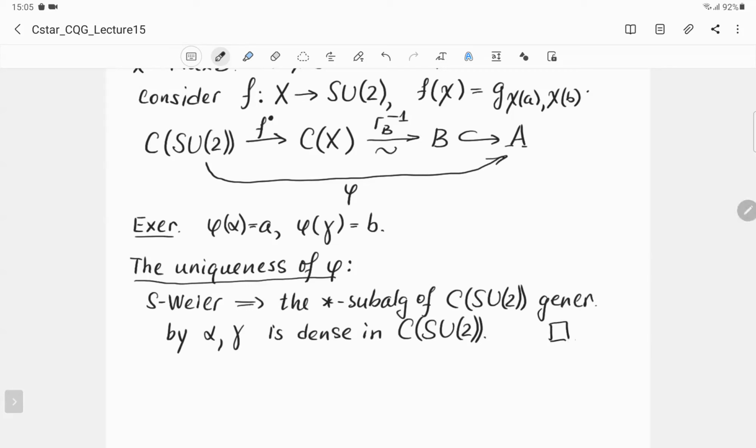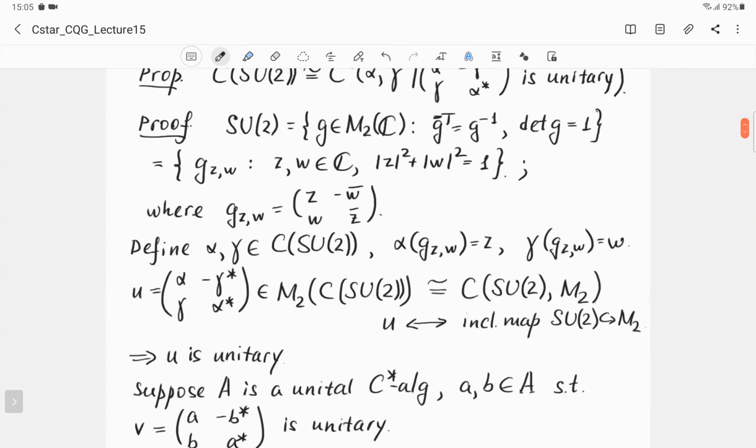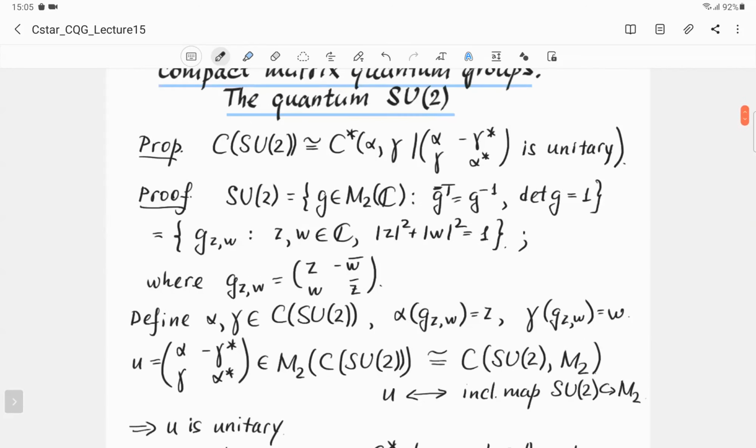Am I right that in this proof, we just used the topological structure of SU2 and we didn't use its group structure? Yes, exactly. At this point, we didn't consider the co-multiplication on this algebra of continuous functions on SU2. We forgot about this, and we considered only the underlying topological space, that is the three-dimensional sphere. The co-multiplication will appear when we discuss the quantum version of this algebra.